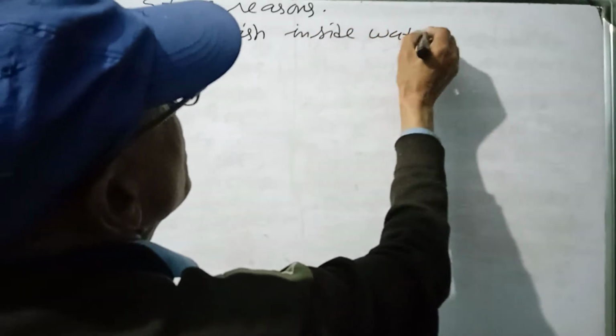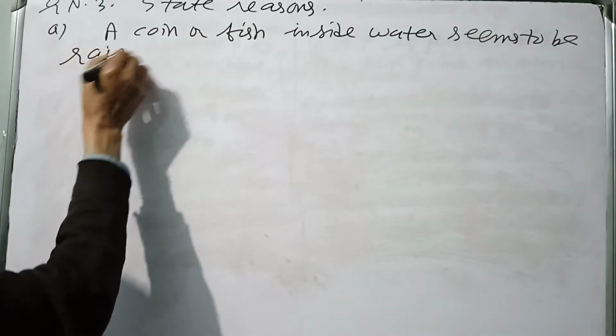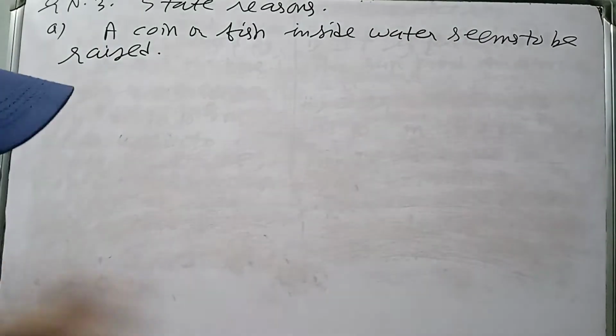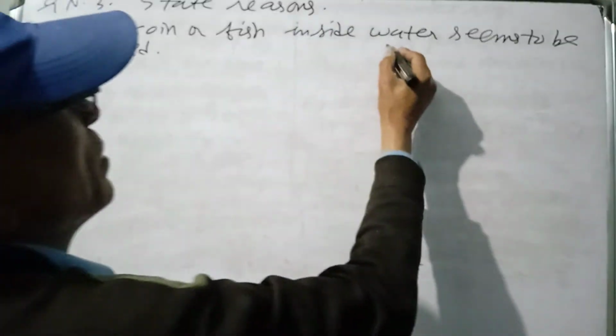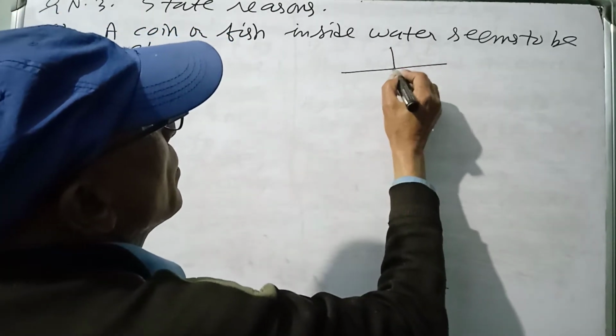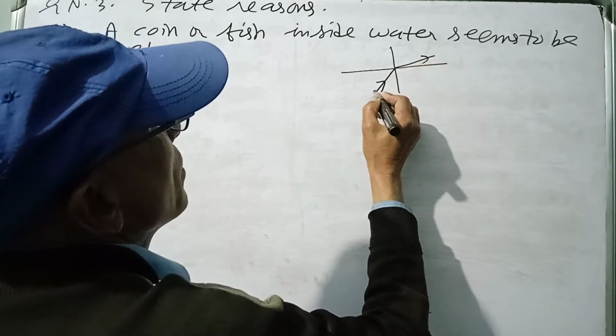inside water seems to be raised. You have to explain. A coin or fish inside water seems to be raised. Here, water is the denser medium and air is the rarer medium. See, what happens? Water, it is bent away from the normal.